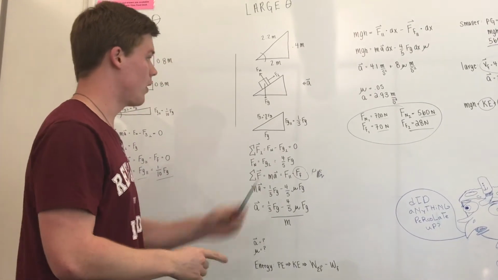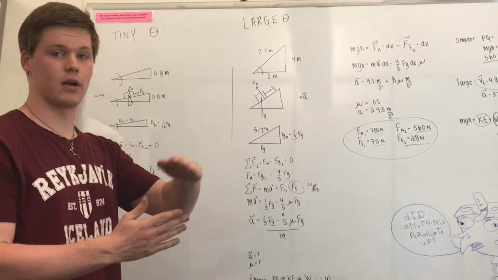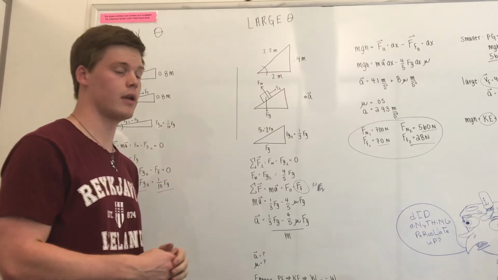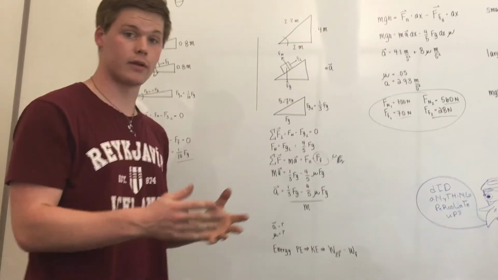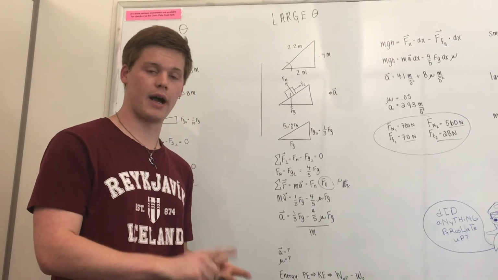And so we can see through all of this that if you have an inclined plane that has a larger and larger vertical component, your normal force decreases and therefore your frictional force decreases, and so you have a higher acceleration and a higher velocity.